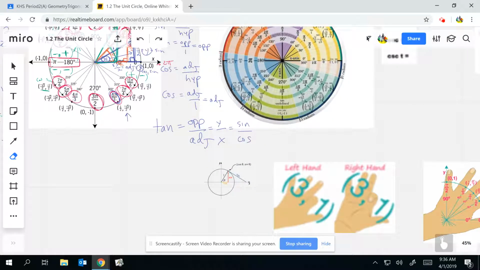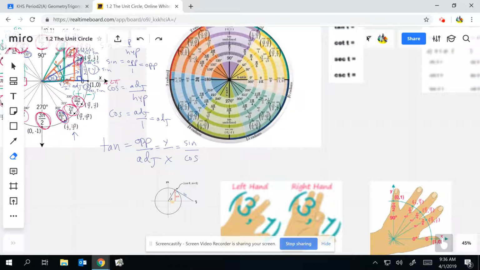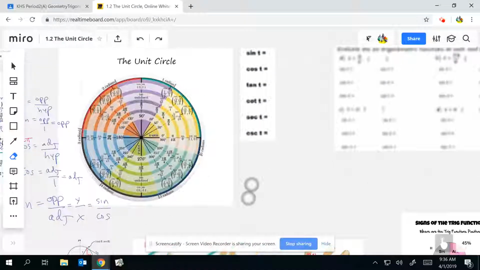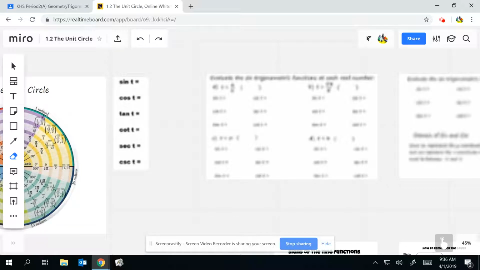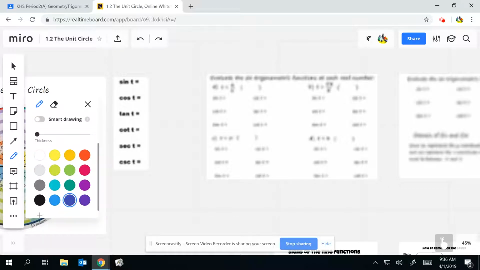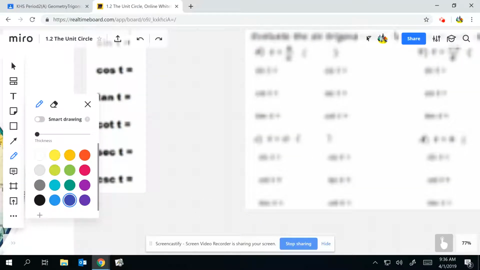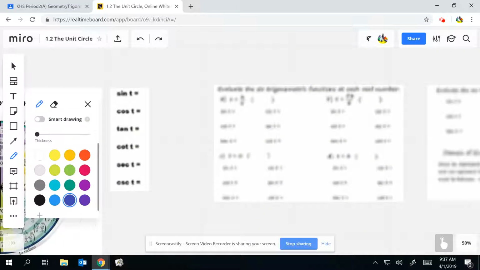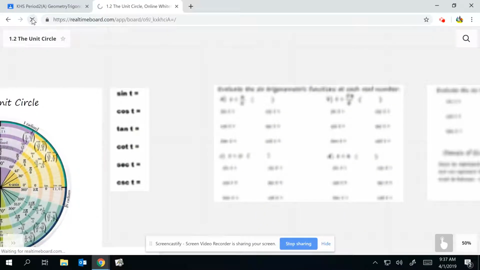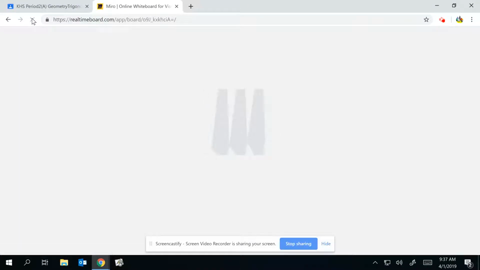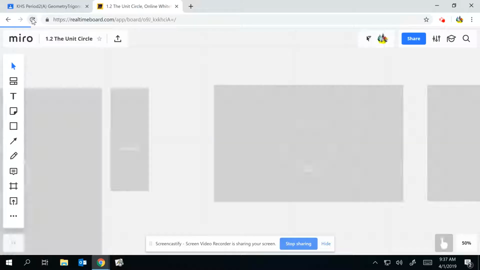All right, let's move on. Here's what you're going to need for your homework. So you might want to write these things down, and they're all blurry right now, so that's kind of weird. Let's see. Let's refresh the screen. Maybe that will help. And we've got 3 new ones.